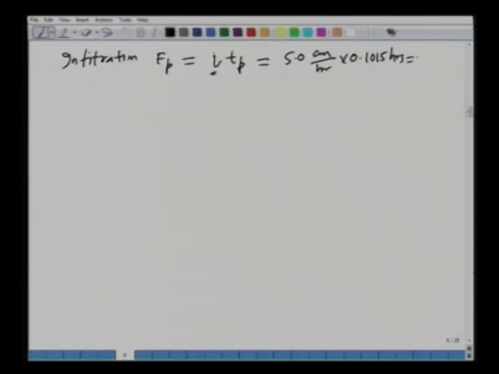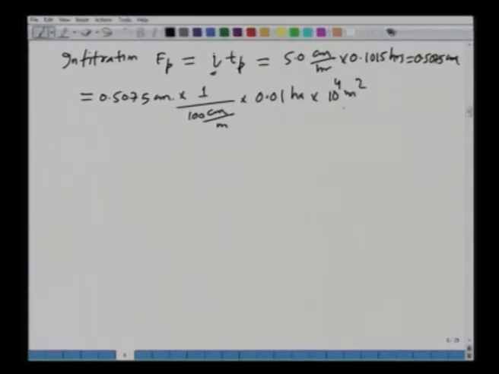So, it will be 0.5075 centimeters. You can convert it into other suitable units. So, it will be 0.5075 centimeters multiplied by 1 over 100 centimeters per meter, times the area of the garden, which is 0.1 hectares. You can convert the hectares into square meters. So, that is 10 to the power 4 square meters per hectare.